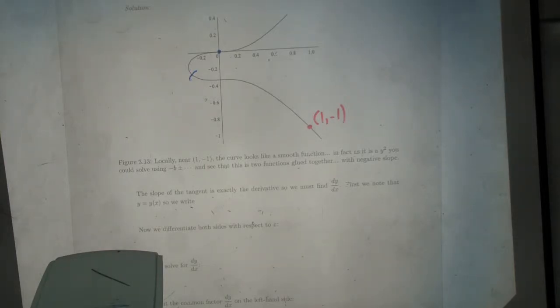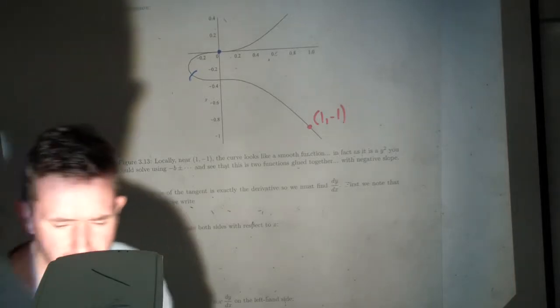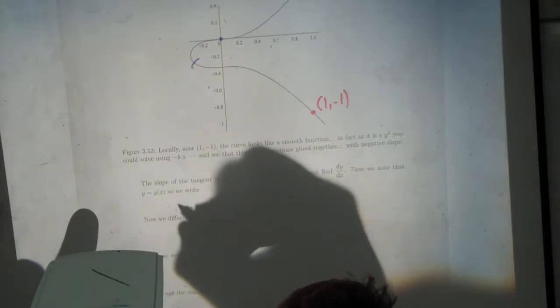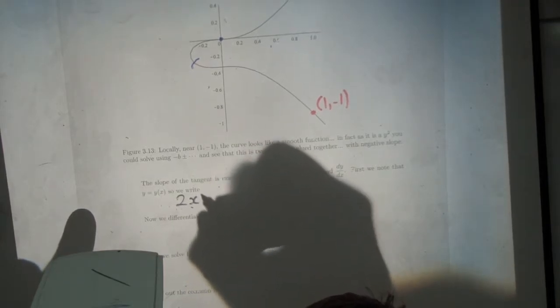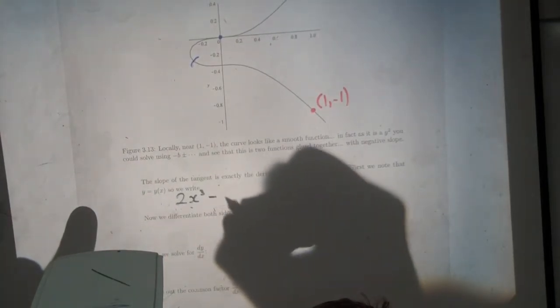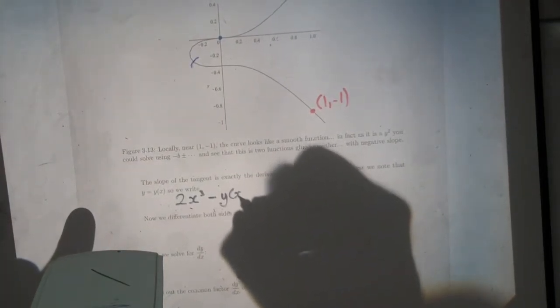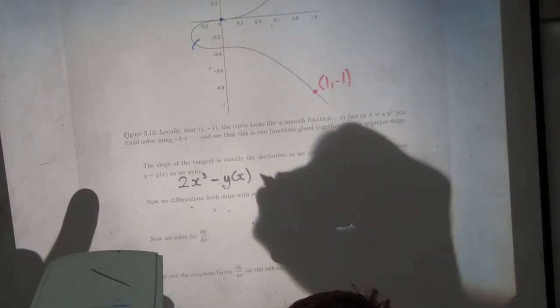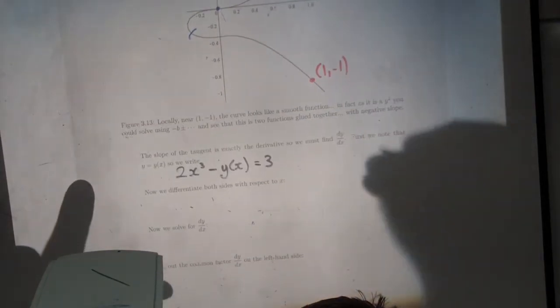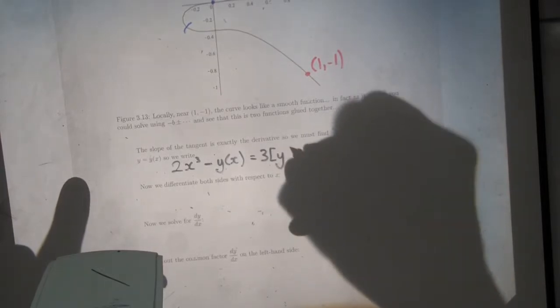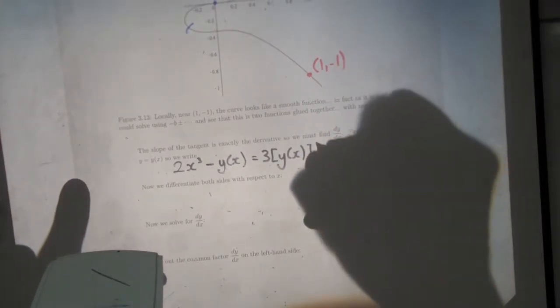That's written there. And we expect it to have negative slope at this point. Now, this question is just looking for the slope. So I recommend, again, that you write the y as y of x. So we have 2x cubed minus y of x equal to 3 times y of x squared.